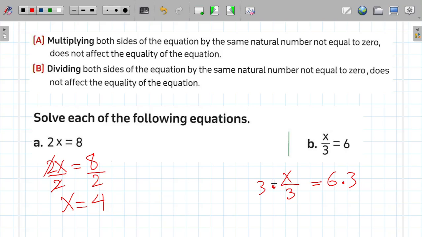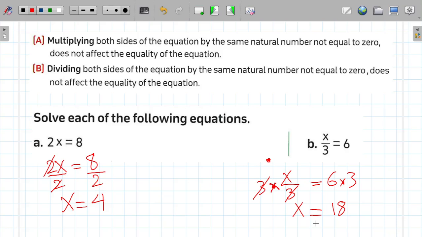I can write the multiplication sign like this or like this. Okay, so I can say 3 times x over 3, so 3 will cancel 3, so it will give me just x. And here I have 6 times 3, it gives me 18, so x equals 18. So 18 is the solution for the equation.